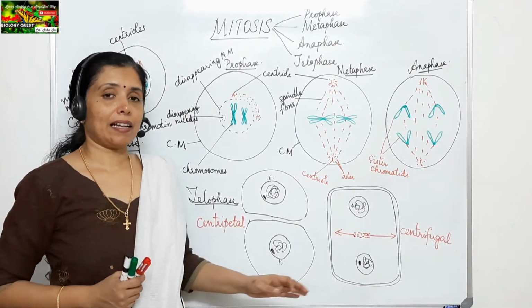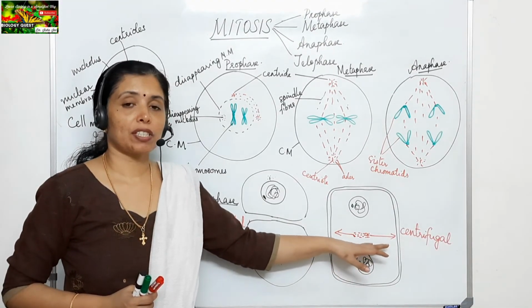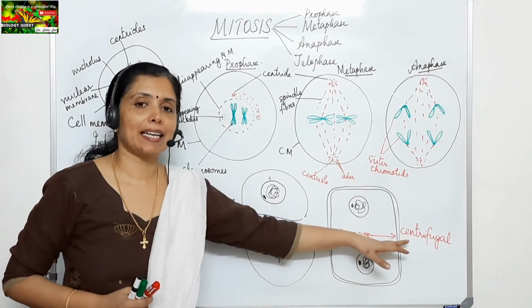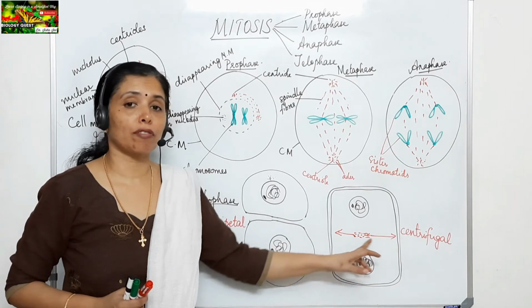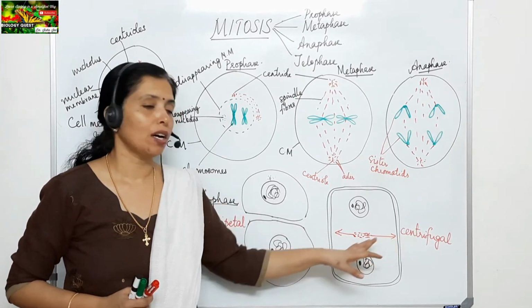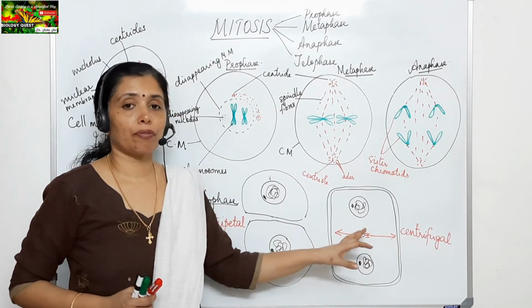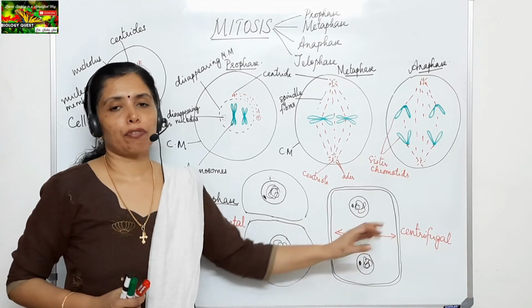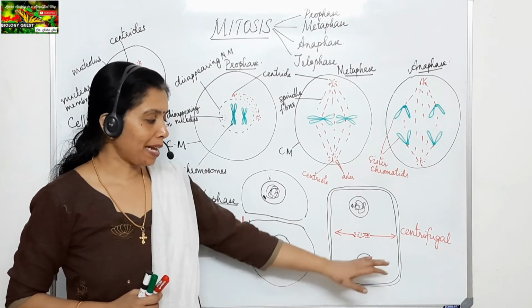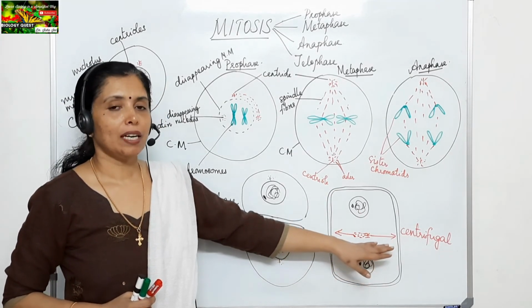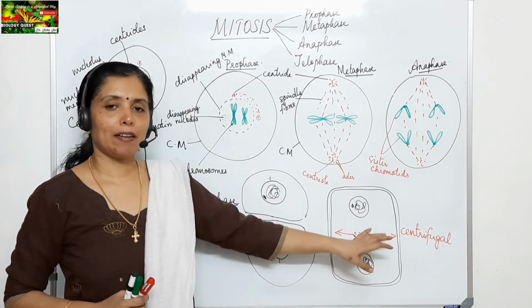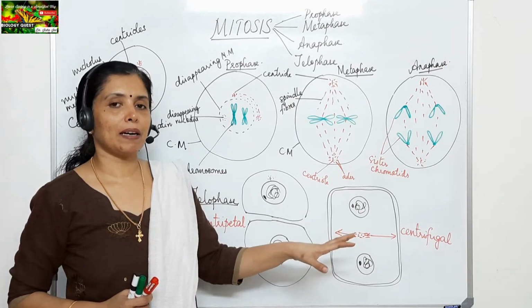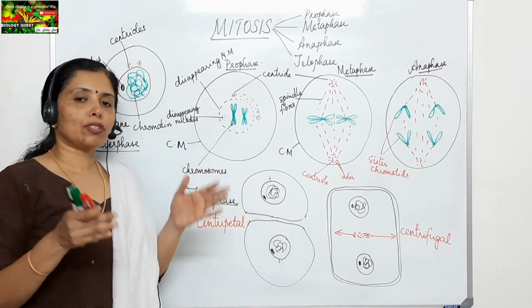In plant cell, cell plate formation takes place from the center and extends towards the periphery. As you can see in the diagram, the direction of the arrow shows the direction of the formation of cell plate. The cell plate represents the middle lamella, and later on it is onto this middle lamella.